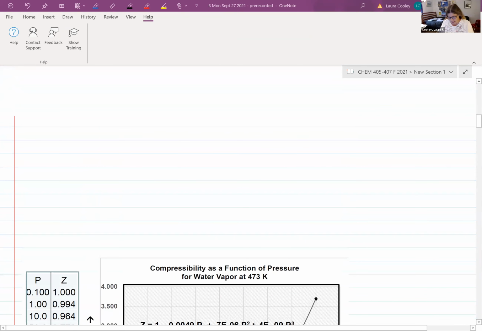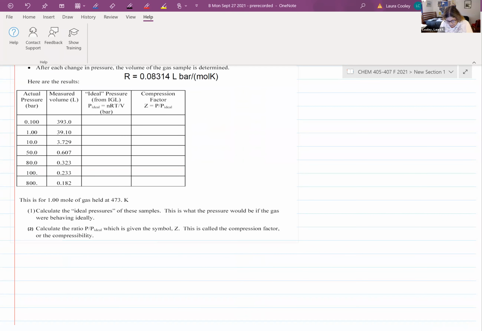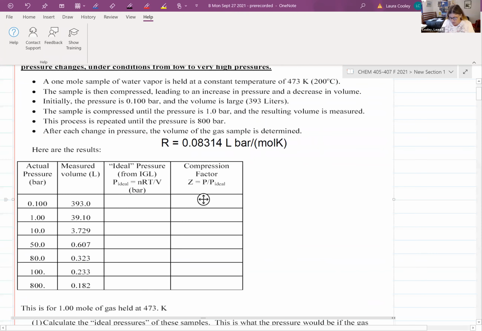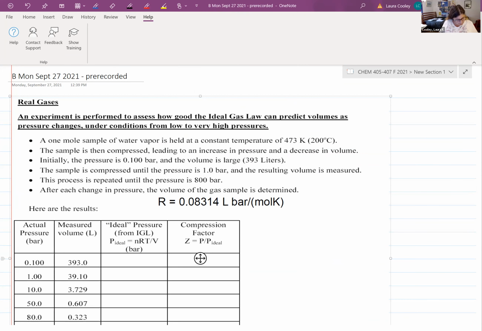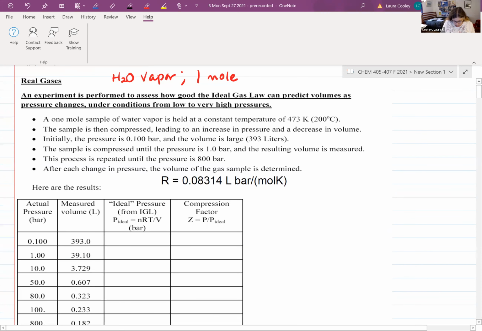All right, so here is the promised data. This is data for water vapor, so gaseous water. It's for 1 mole of water, and it's data for pressure. Here's pressure, in bar. Notice the R value is in liter bar per mole Kelvin. The pressure is in bar, so that's why we're going to have to use this value of R, and the measured volume.